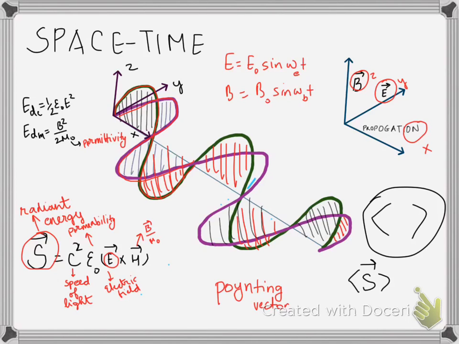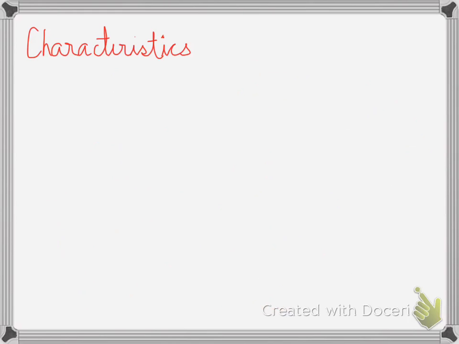Okay. So this also has energy. This is the energy that we're talking about. This is the average energy, and this is the radiant energy, but not the total energy. So this is the total density of the energy that is traveling. And all waves are characterized by three things. The three characteristics of the wave are the frequency, the wavelength, and the speed.